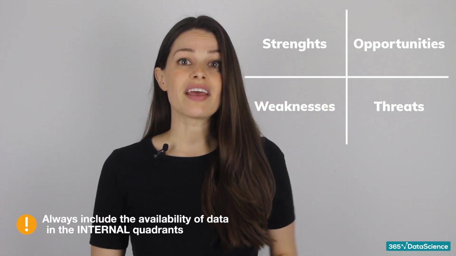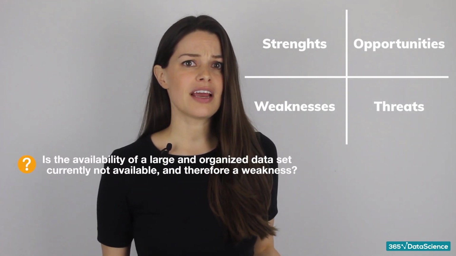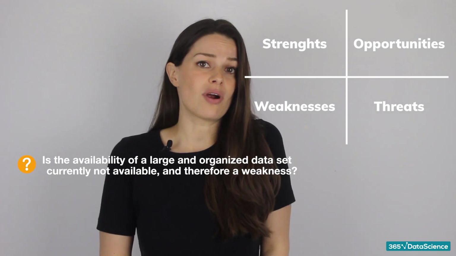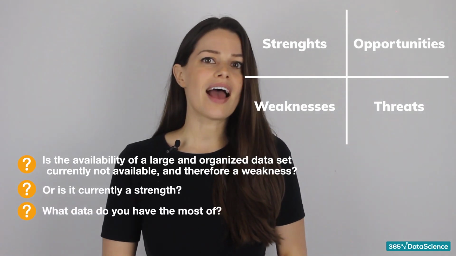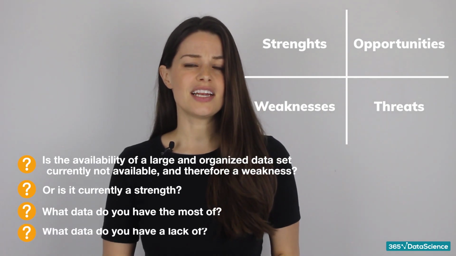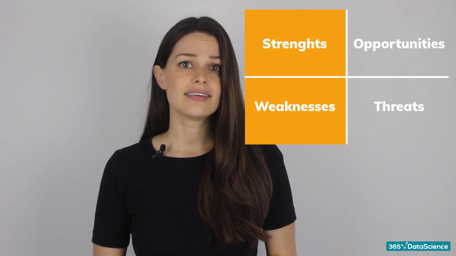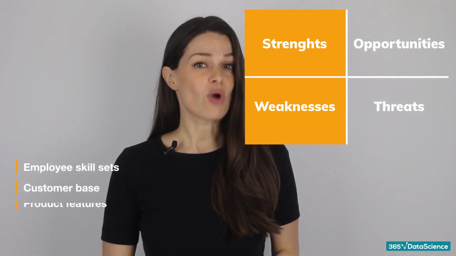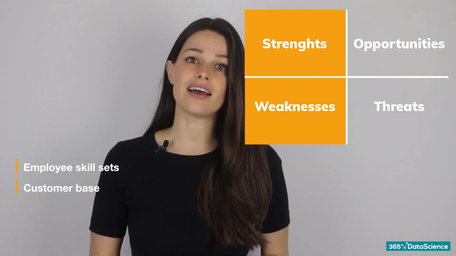Always include the availability of data in the internal quadrants. Is the availability of a large and organized data set currently not available and therefore a weakness? Or is it currently a strength? What data do you have the most of? What data do you have a lack of? Things to consider in the internal quadrants of strengths and weaknesses are employee skill sets, customer base, product features, and of course, as I mentioned earlier, the availability of data.